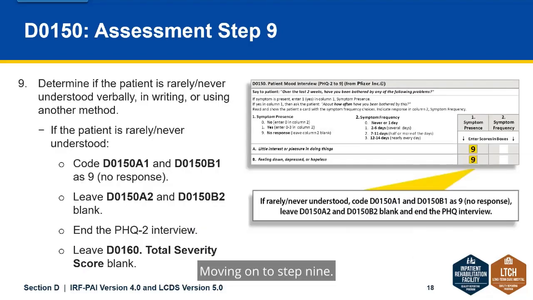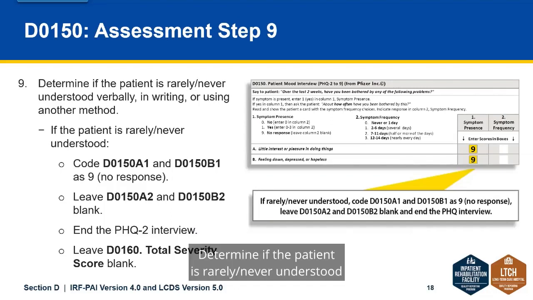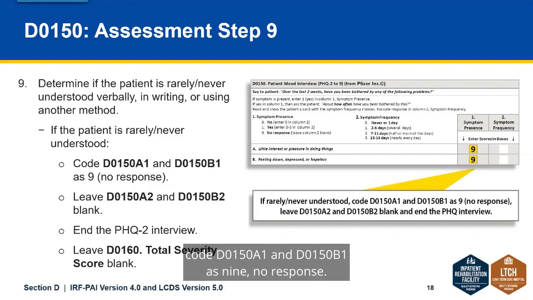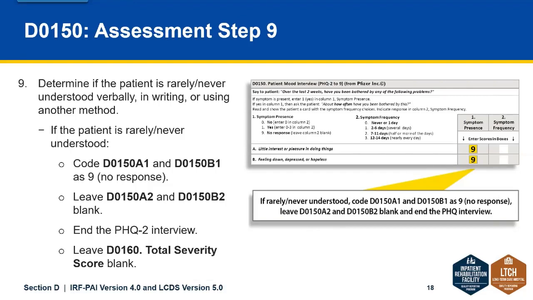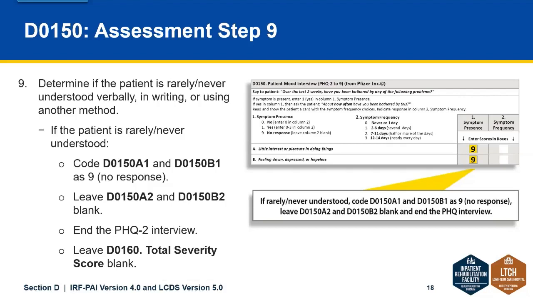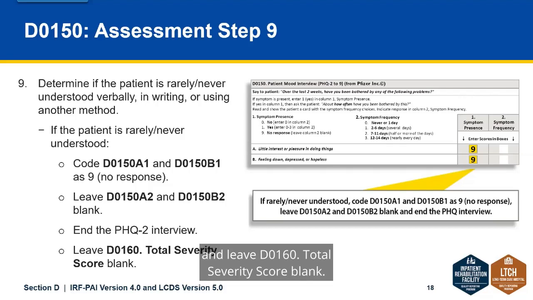Moving on to step 9. Determine if the patient is rarely or never understood verbally, in writing, or using another method. If the patient is rarely or never understood, code D0150A1 and D0150B1 as 9, no response. Leave D0150A2 and D0150B2 blank in the PHQ-2 interview, and leave D0160 total severity score blank.